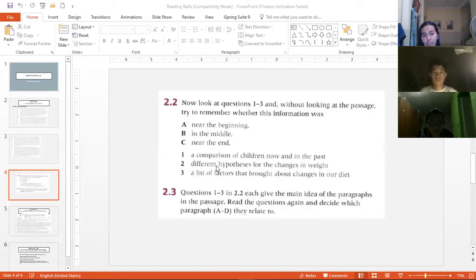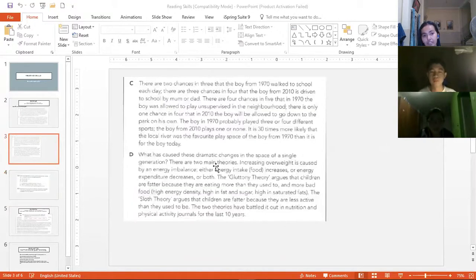Number 2, different hypotheses for changes in weight. Near the end. Okay, right here as well then, or here? Hypothesis. Here or here, C or D? C, hypothesis. Hypothesis is something they just expect, they're not sure yet. So here, paragraph D, near the end, it's not down here yet, but it's here on top. 2 main series, okay? It's just practice, don't worry.